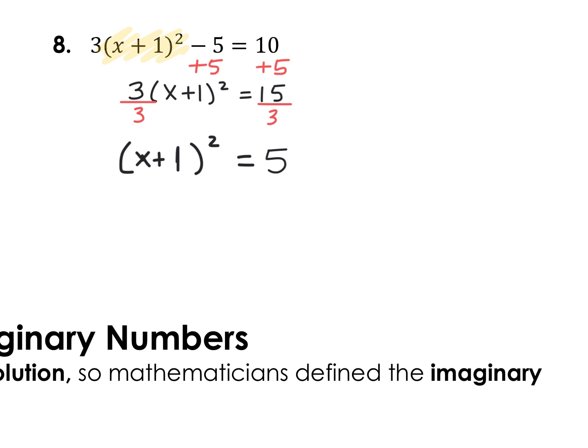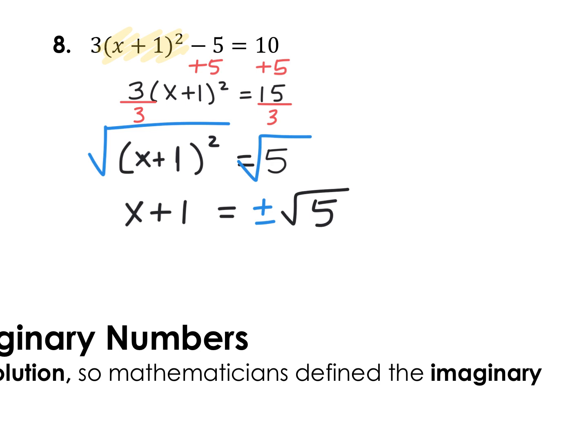So now we got it isolated. You should have x plus 1, the quantity squared equals 5. So now you take the square root of both sides. And we get x plus 1 equals plus or minus root 5.